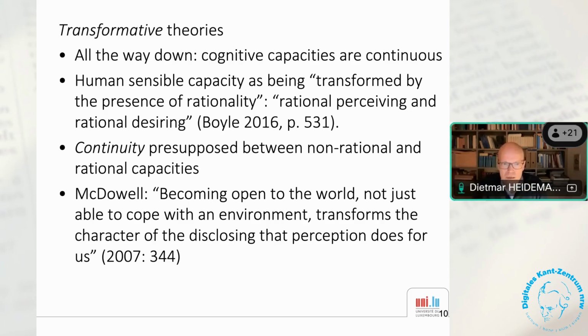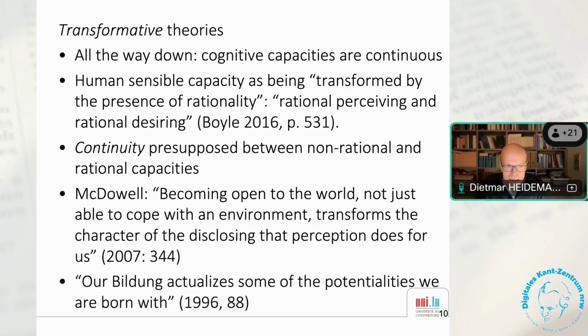Now, how is that transformation possible? And he's very clear. Well, it's Bildung. Our Bildung actualizes some of the potentialities we are born with. Now, Bildung is not taken from Kant, it is of course taken from Hegel. And in that sense, I think he's very much in line with Hegel, since the translation of Bildung should not be, in Hegel at least, education, of course, but formation. And so you can see that transformation and formation, character formation, is exactly at the core of these transformative theories of rationality.